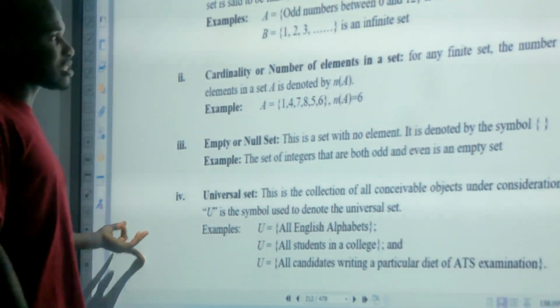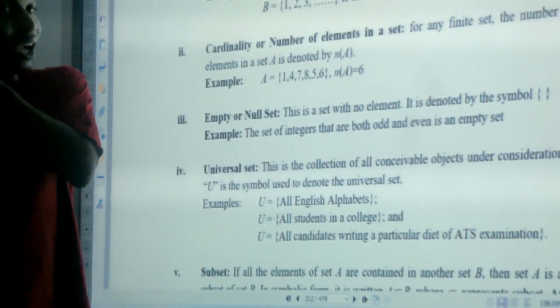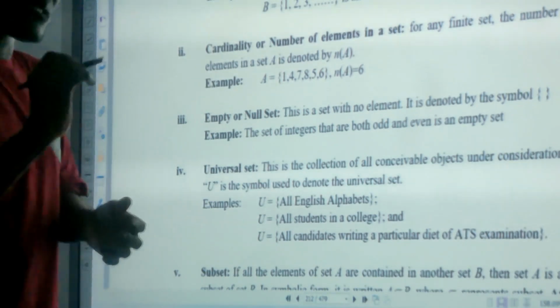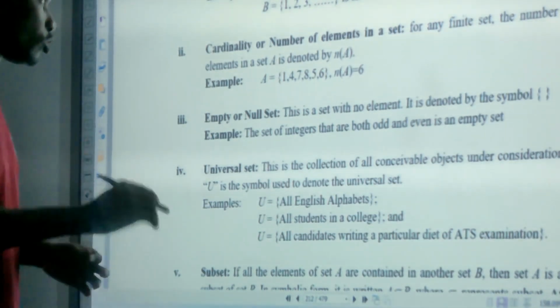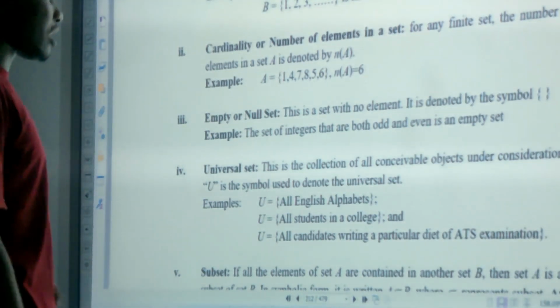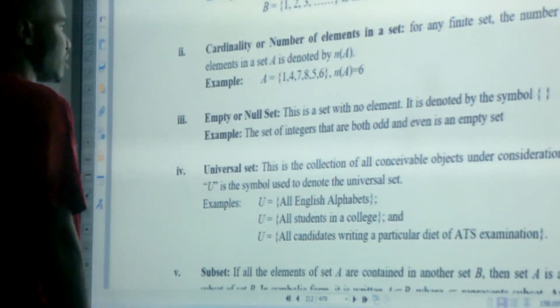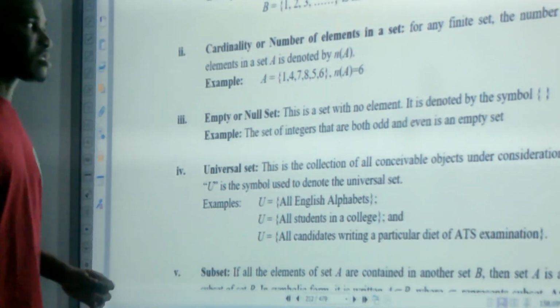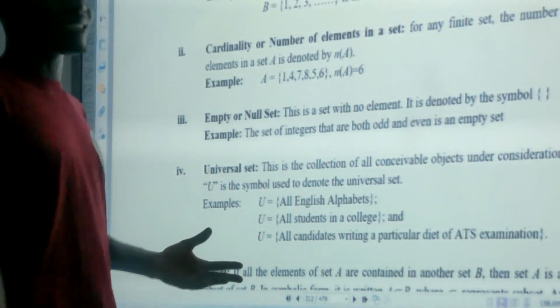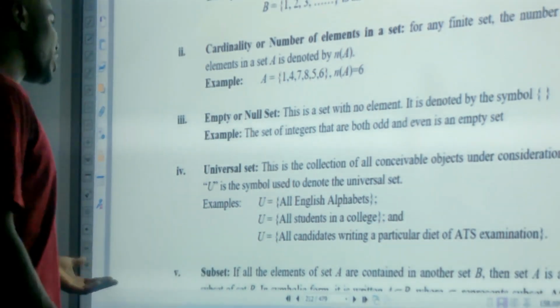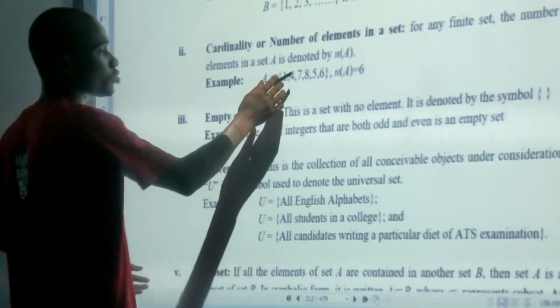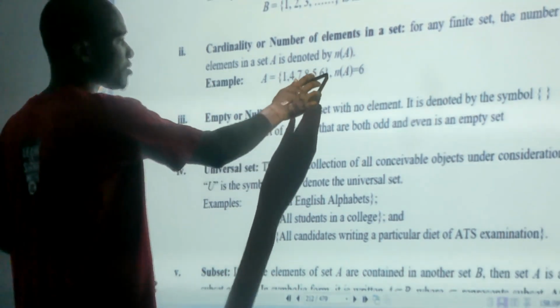Based on cardinality, that is the number of elements in the set, we use small n to write beside that set. So set A now has elements 1, 4, 7, 8, 5, 6. What is the cardinality of A? How many elements do we have there? We have 1, 2, 3, 4, 5, 6.